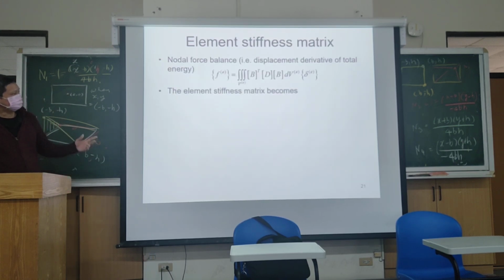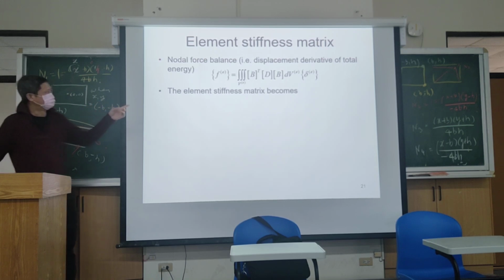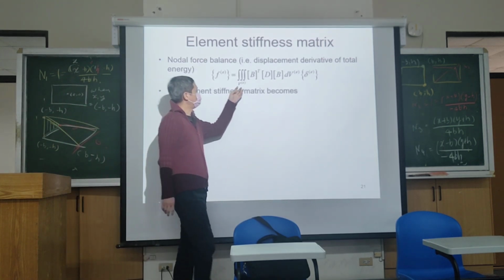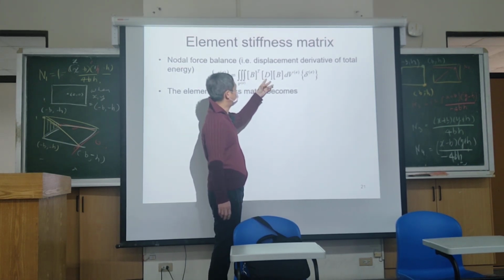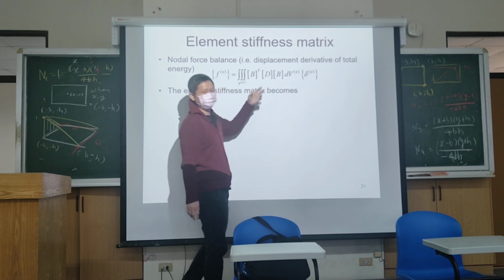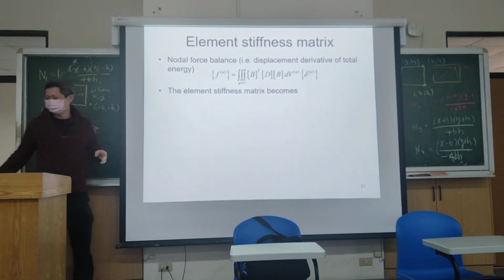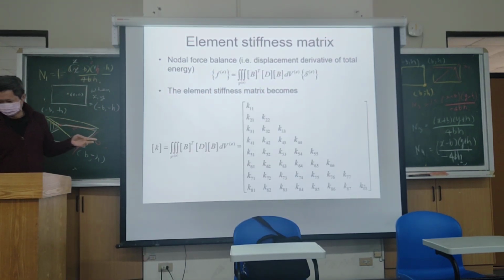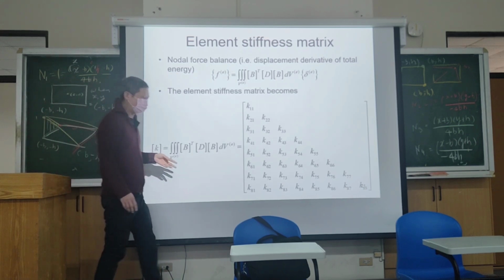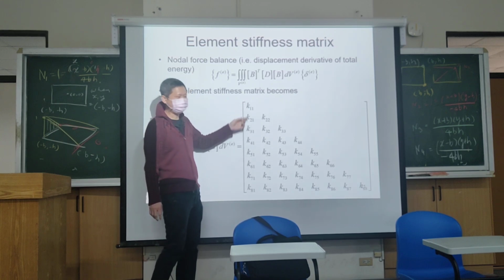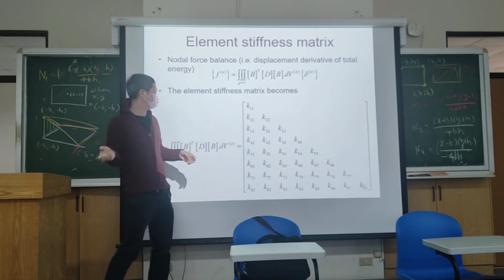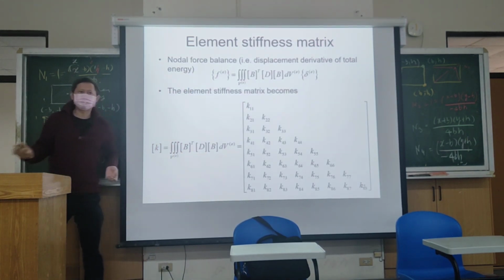And then how do you find the nodal force? Nodal force can now be obtained as the volume integral of B matrix transpose, D matrix and B matrix over the volume. And then this will give you the 8 by 8 matrices. So 8 by 8, then you got 64 elements. So it's only doable by computer.